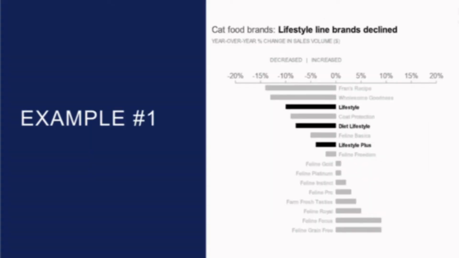I want us to think about this example. This is example one with a cat food brand. So cat food brands, lifestyle line brands are in decline. They've declined. We can see here that there are several demarcated lifestyle cat food brands that have declined.